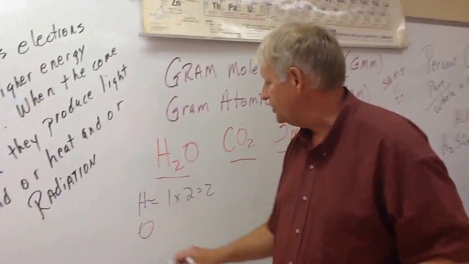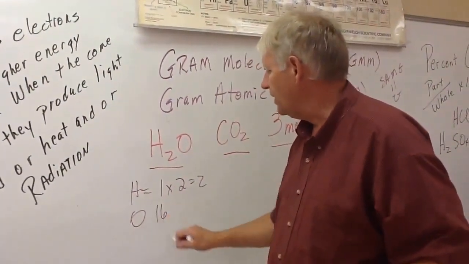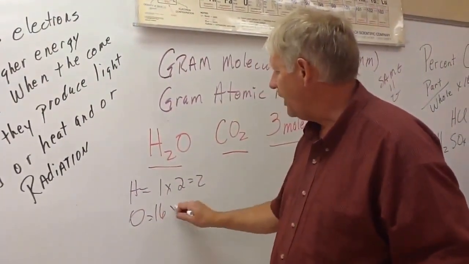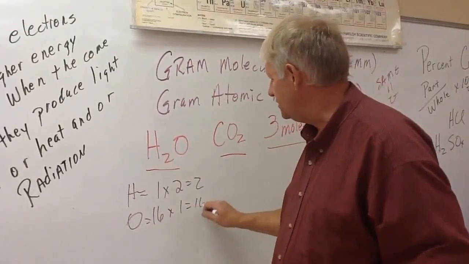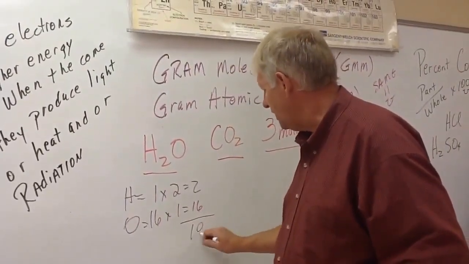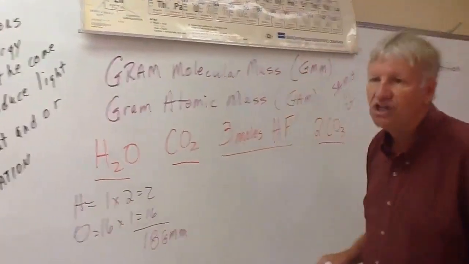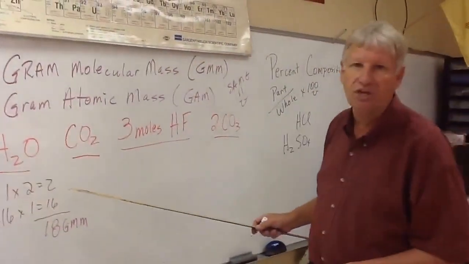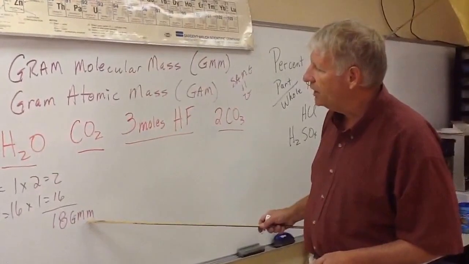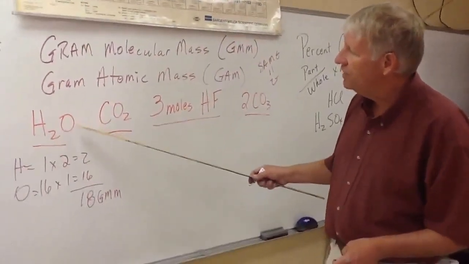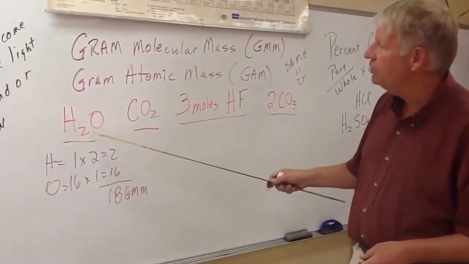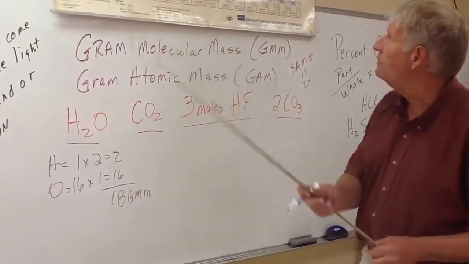So for oxygen, the gram molecular mass is 16, and we only have one of those, so that's 16. So the gram molecular mass is 18. GMM. Now once again, that can be GMM or GAM, the same way. So the gram molecular mass is simply adding up the mass numbers for each of these. So let's do carbon monoxide.